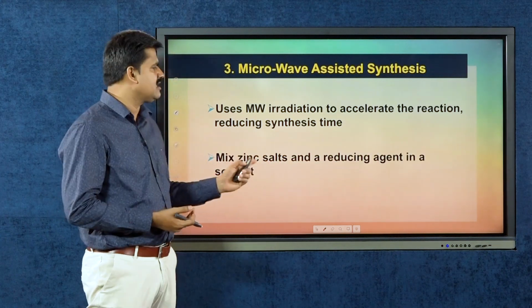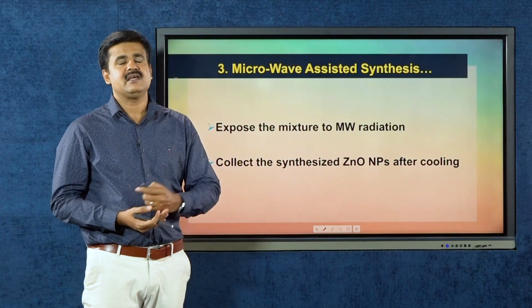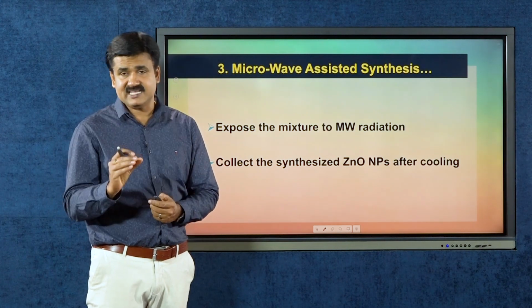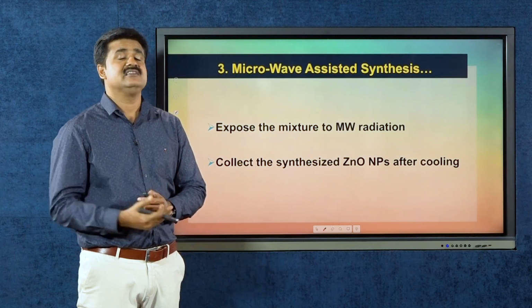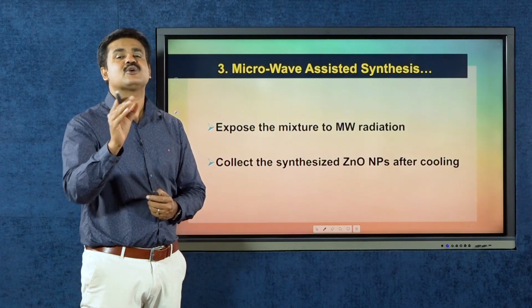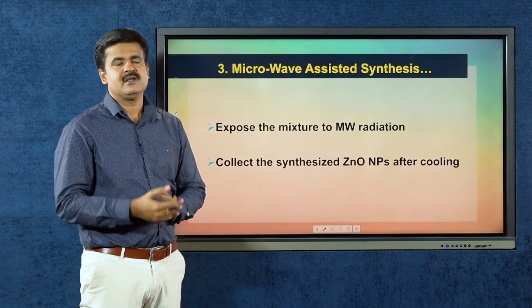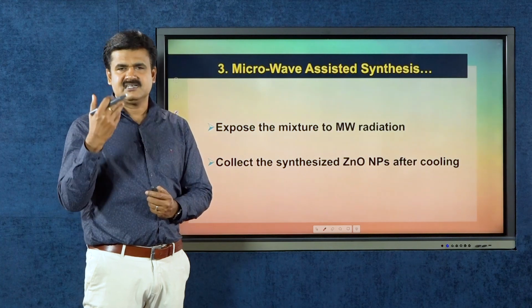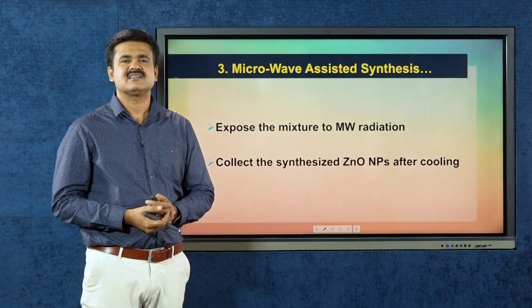Mix a zinc salt and a reducing agent in a solvent. It is then exposed to microwave irradiation, or you have to place this solution, that is the salt solution along with the reducing agent, in a microwave oven. As a result of the microwave irradiation, these zinc oxide nanoparticles are obtained and the nanoparticles can be separated after cooling. So, these are some important methods.